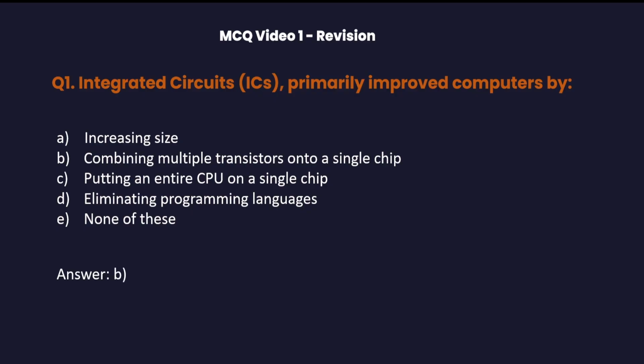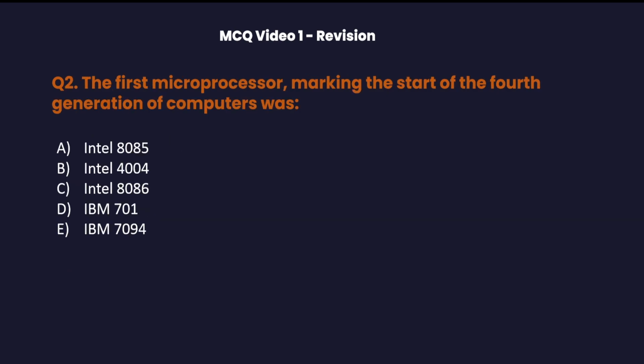and the right answer is option number B. Integrated circuits belong to generation number 3 and it is an improvement on generation number 2 as it combines multiple transistors onto a single chip. Question number 2. The first microprocessor, marking the start of the fourth generation of computer, was very simple. Free marks if you remember video 1 theory. The answer is option number B.